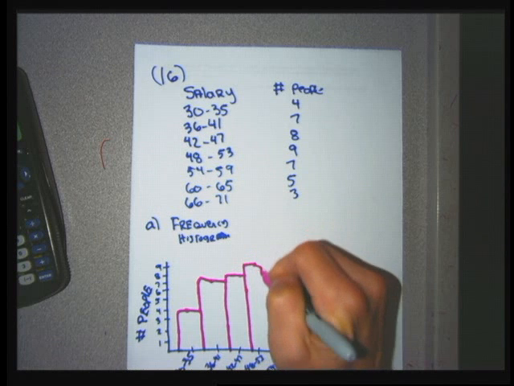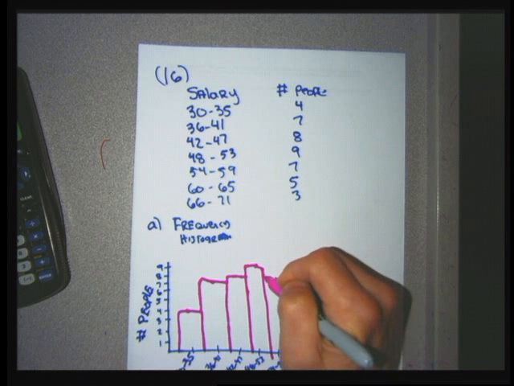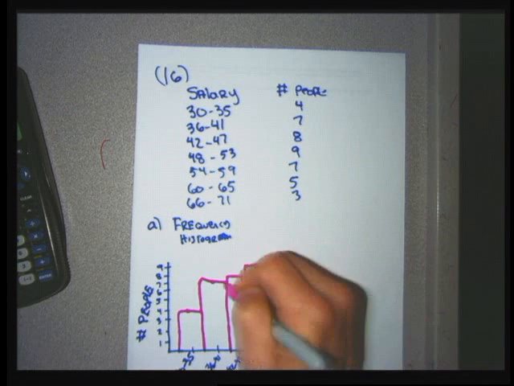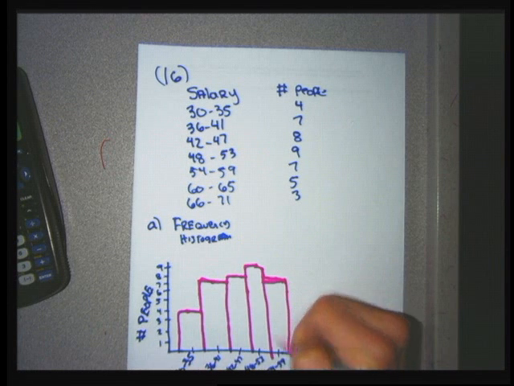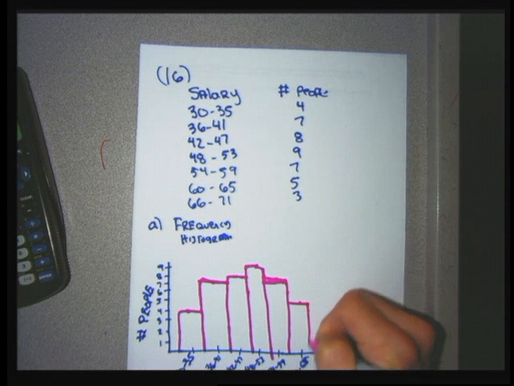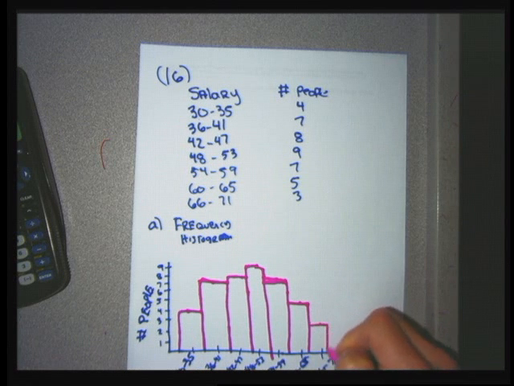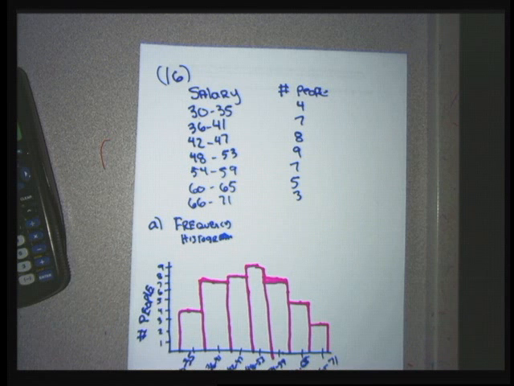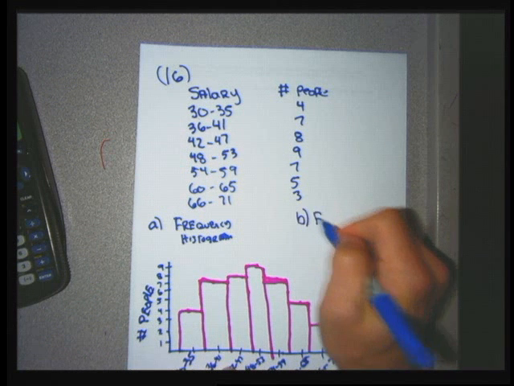Next bar at 9. Then at 7 again. It would be nice if this 7 and that 7 were at the same height. Then at 5. And then lastly at 3. So that would be considered a frequency histogram. I could start completely over and do a frequency polygon, which is a line graph on a completely new graph.